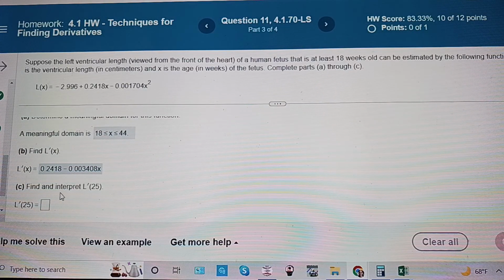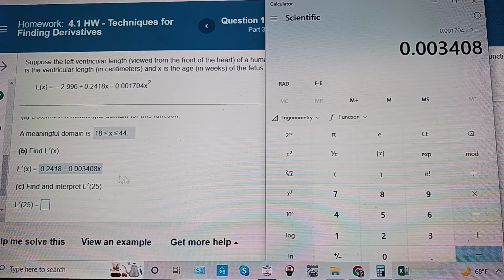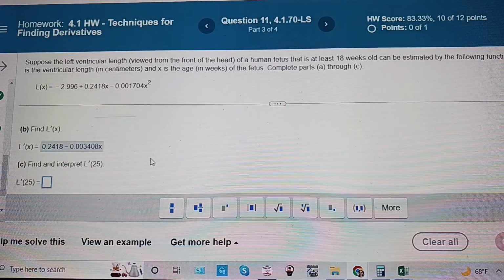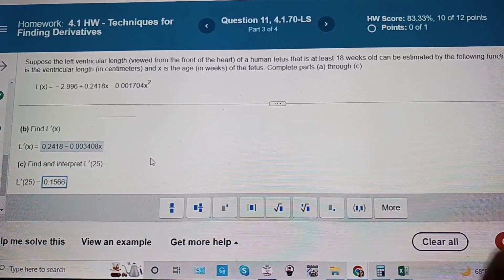So find and interpret L prime of 25. So I'm plugging in 25. That's the number of weeks of the fetus. Plug in 25 for that. So 0.003408 times 25. And then I'm going to put a negative on it, so that way I have negative that, and then I'll add 0.2418 to it. So 0.1566, and they didn't say anything about rounding anything, so I'll do the whole thing, 0.1566.